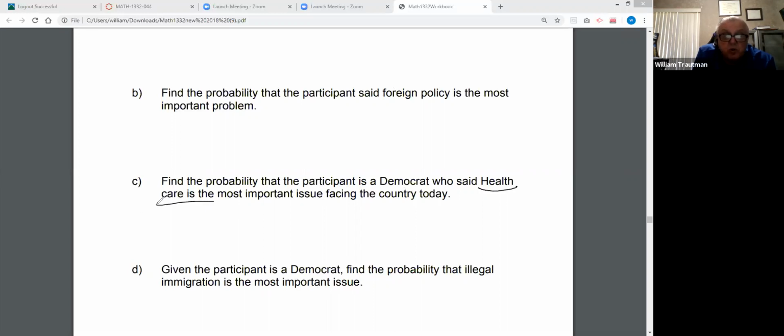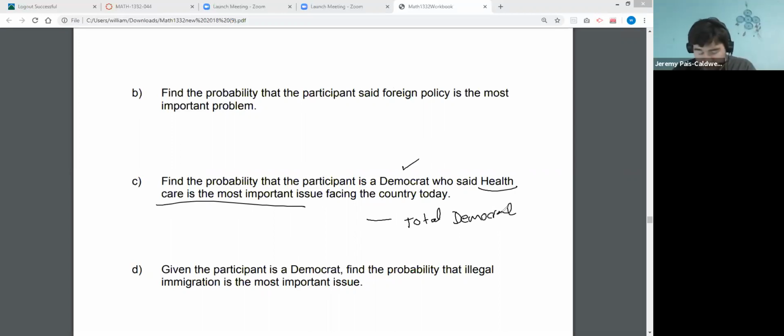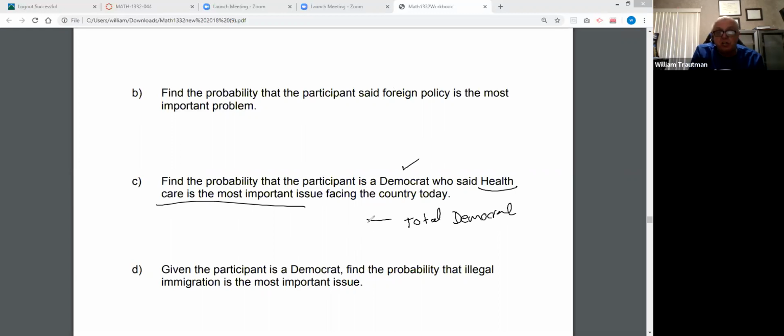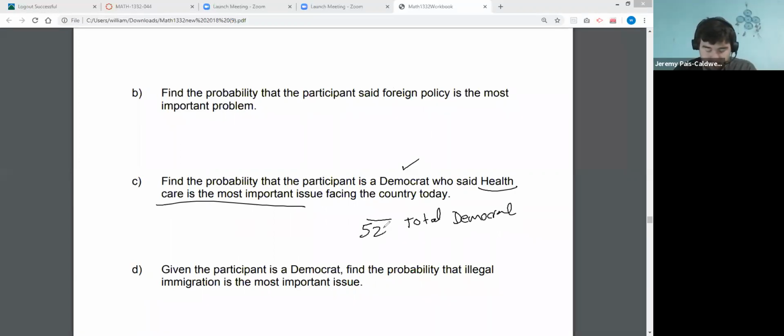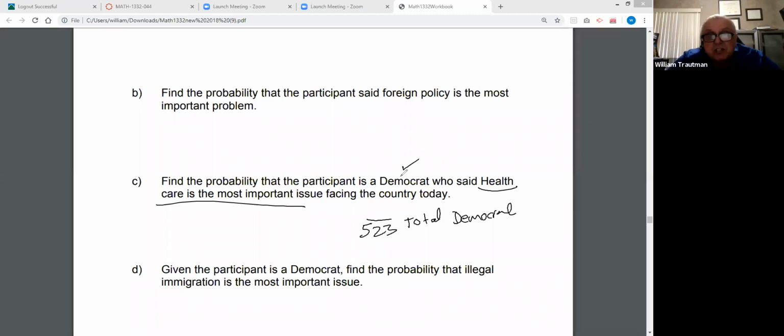Healthcare is the most important issue, but we're only talking about the Democrats. Find the probability that they're a Democrat. So when we do the total, we're only doing the total of the Democrats. Yeah, how many Democrats are there? 523. And so now we have to see how many healthcare there are.